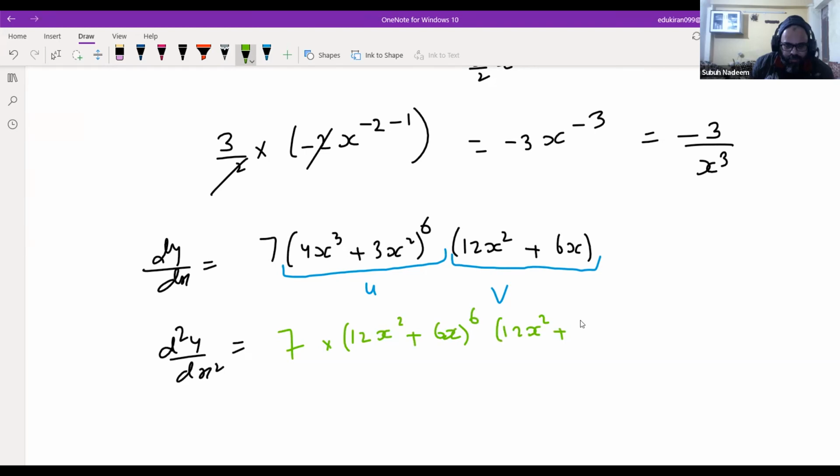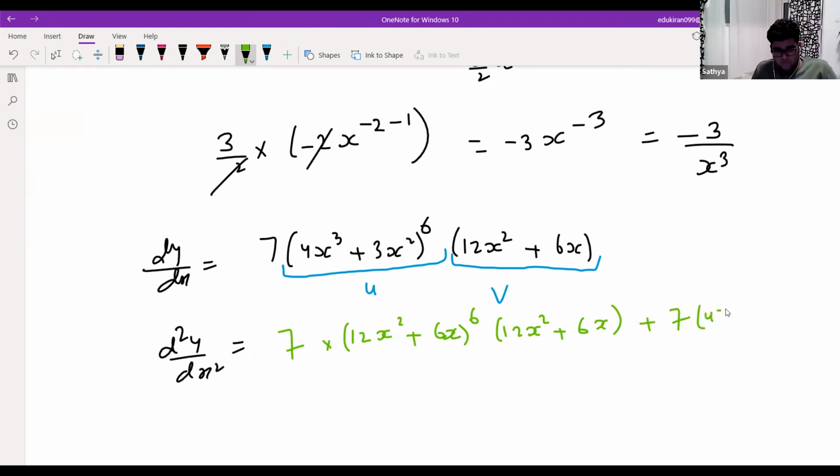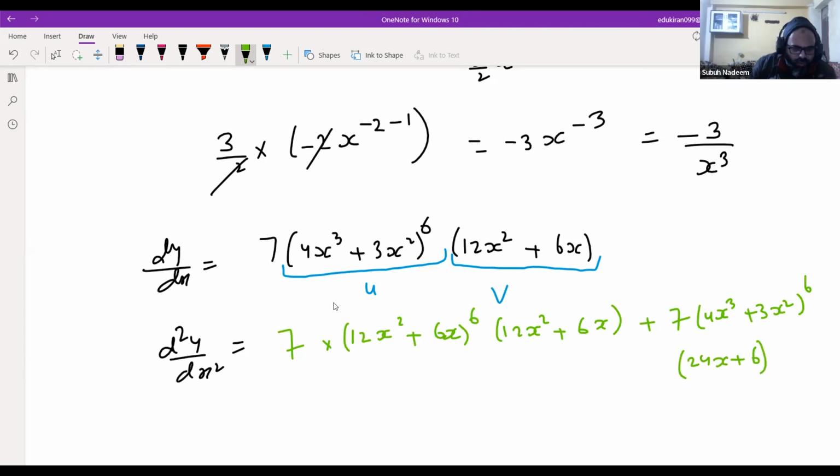6x, plus 7 into 4x cubed plus 3x squared, to the power 6, into 24x plus 6. So everything is fine. Only one thing seems to be a little off. The second part is okay. That is, you have differentiated v.